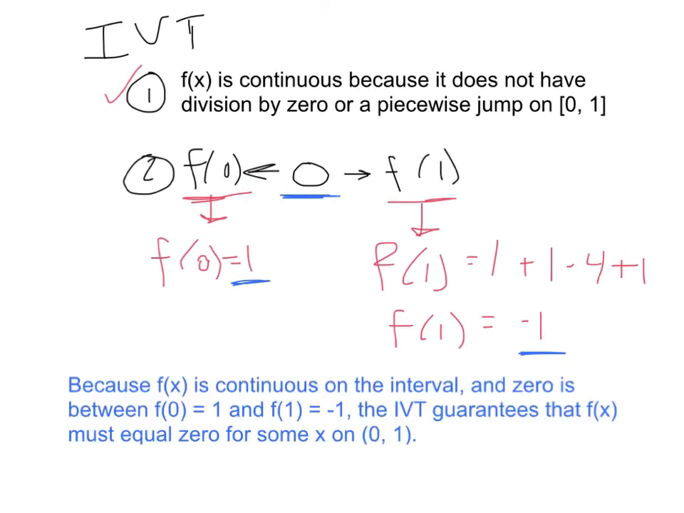So if we want to write our answer formally and completely, this is what we say. Because the function is continuous on the interval, because 0 is between f of 0 and f of 1, the intermediate value theorem does guarantee that f of x must be 0 for some x on the interval between 0 and 1. What I did in that sentence was I basically restated the two requirements, the continuity and the value being between the others, and then I gave the conclusion. The intermediate value theorem does guarantee that the function will equal 0.